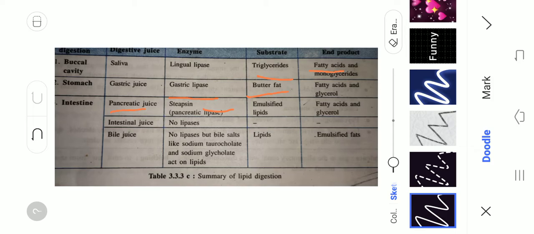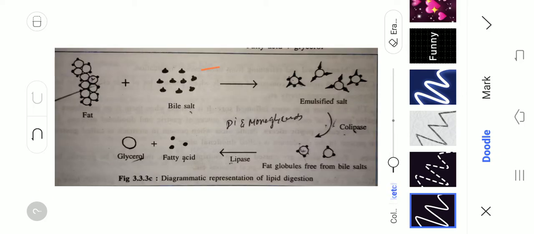In the bile juice, there are no enzymes which break down the lipids, but the bile juice contains bile salts like sodium taurocholate and sodium glycocholate, which act on lipids and make the emulsified fat, and then it can be broken down. Let us study how the bile juice works on lipids to make the emulsified fats. In this flow chart, we understand how the bile works on lipid to make the emulsified fat, the process of emulsification.